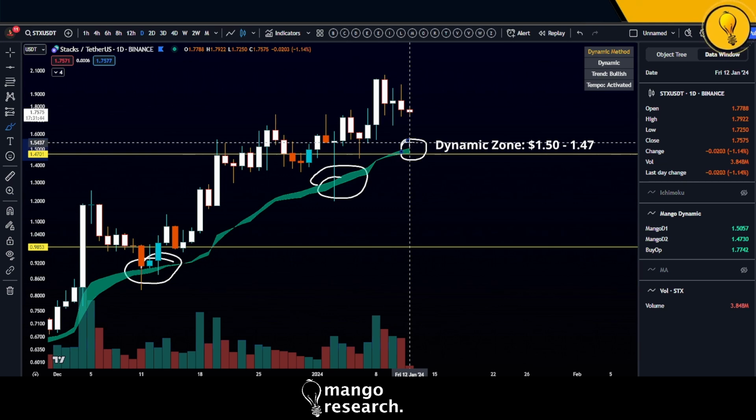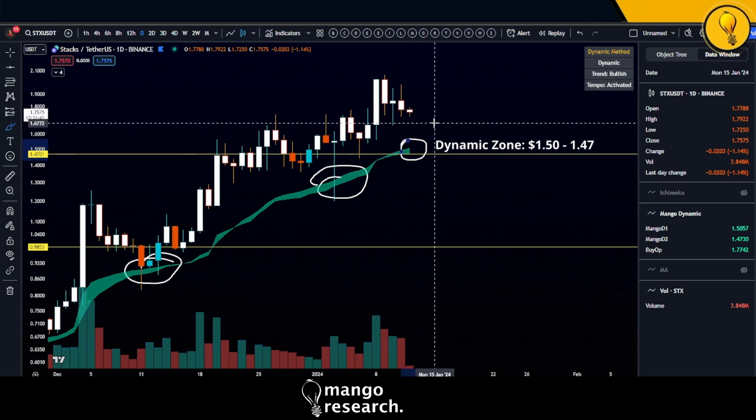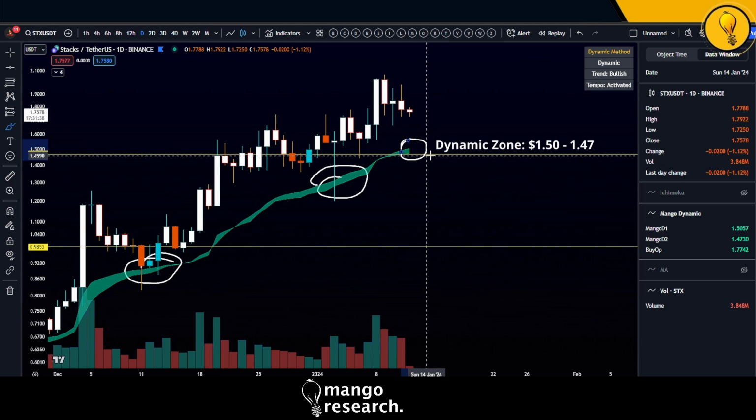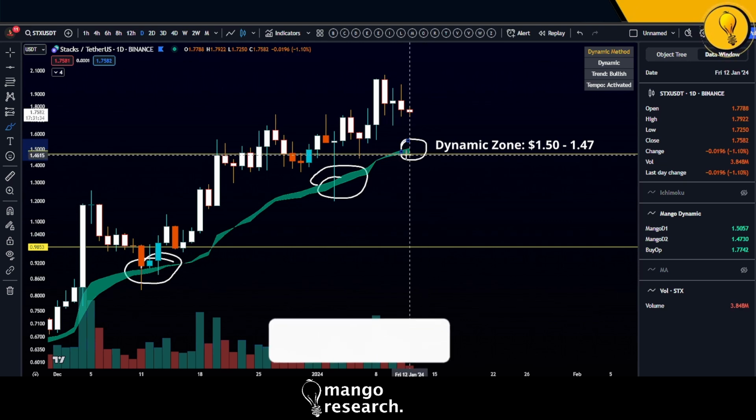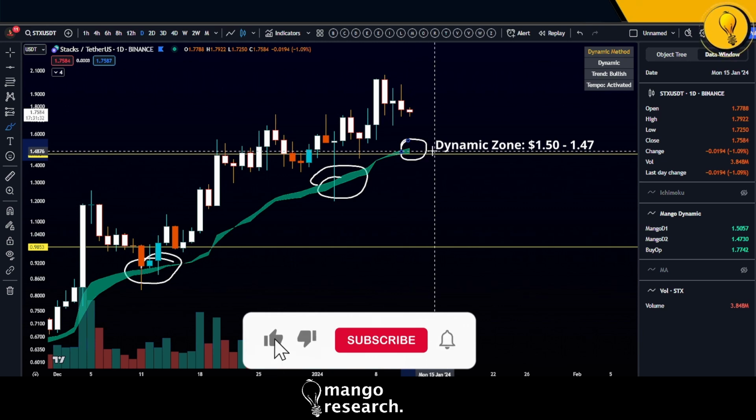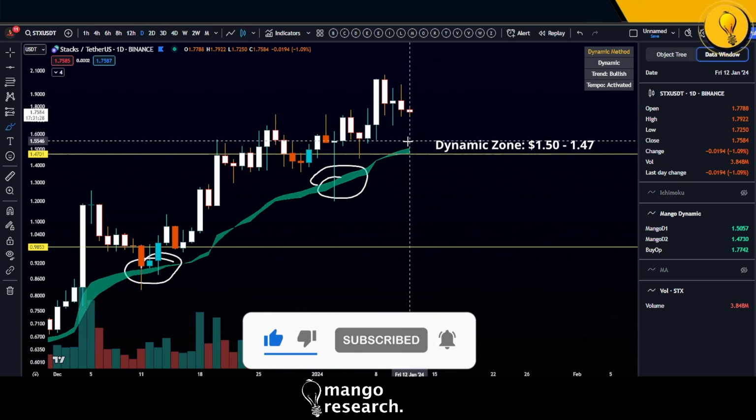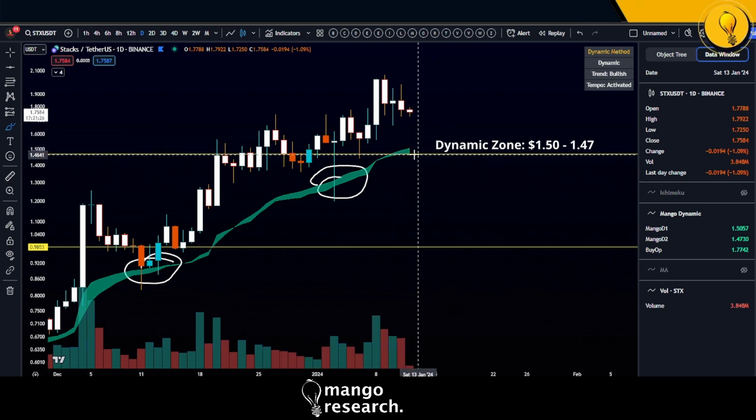However, it must be noted that with every new candle print on my chart, this dynamic indicator moves. Every time I cover STX, I will be bringing up the dynamic indicator as well as these moving numbers. So if you guys want to keep up with it, make sure you're hitting the sub and the bell icon.